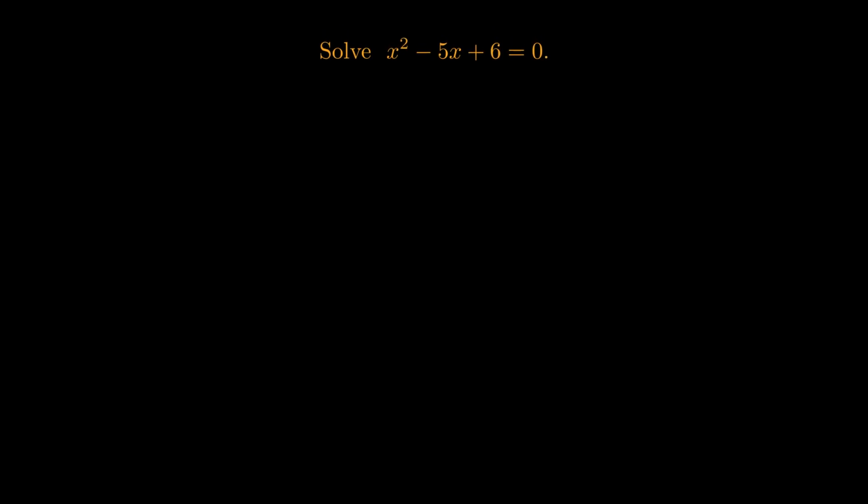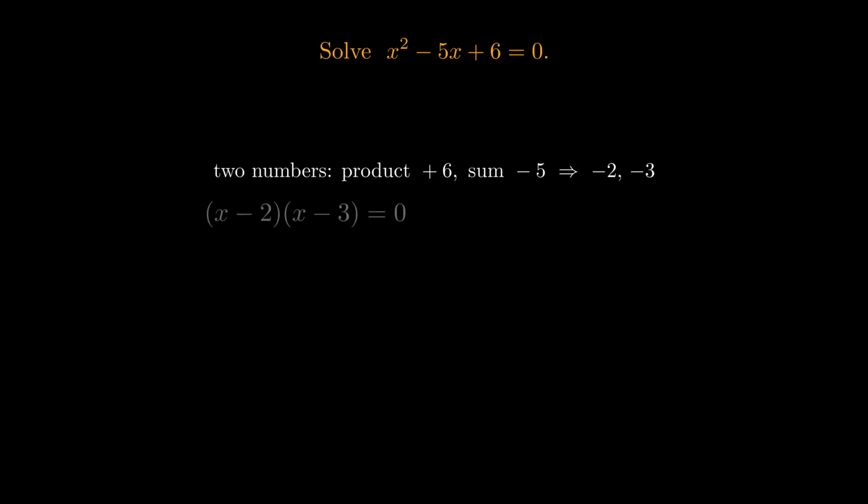Example 1. Solve x squared minus 5x plus 6 equals 0. This one factors, so start there. I need two numbers that multiply to plus 6 and add to minus 5. That's minus 2 and minus 3. So it factors as x minus 2 times x minus 3. A product is 0 only if one of the factors is 0. So x is 2 or x is 3.